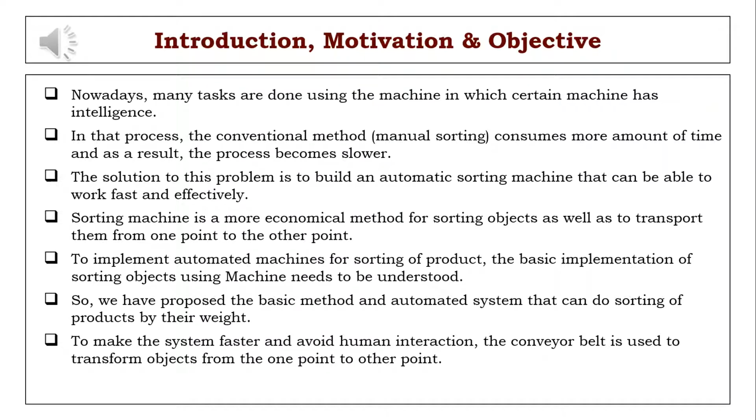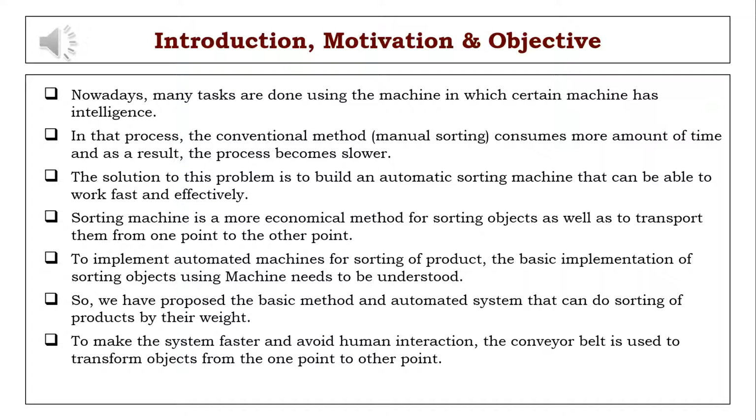After the industrial revolution, the majority of tasks are performed by machines themselves, and certain machines have some intelligence within them. In that process, the conventional method consumes more time, and as a result, the process becomes slower. The solution to this problem is to build an automatic sorting machine that can sort objects according to their weight, color, shape, etc., and work fast and effectively.